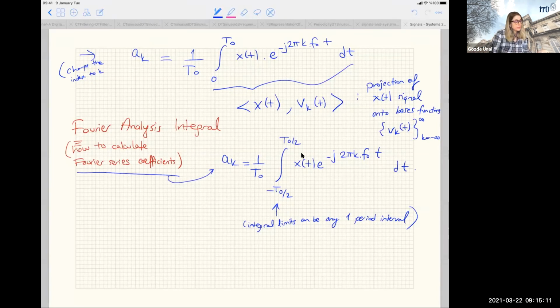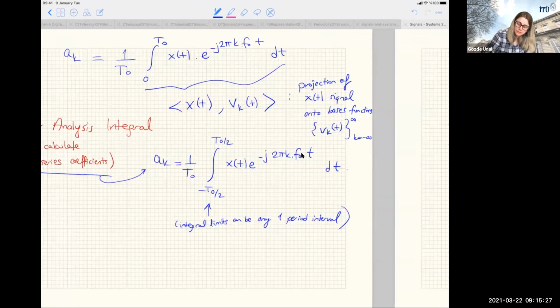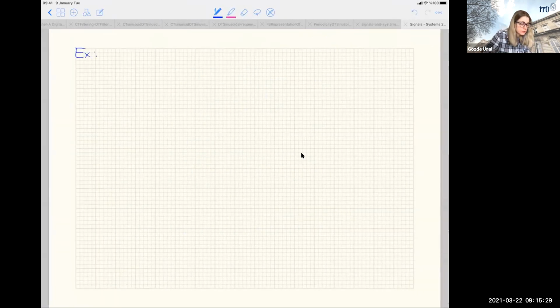So maybe we could do a simple example. Let's see, what are the Fourier series coefficients? So let's do an example, guys. For instance, consider the beat note. I hope you guys went over the notes, the beat note. Last time, remember, we saw a demo.